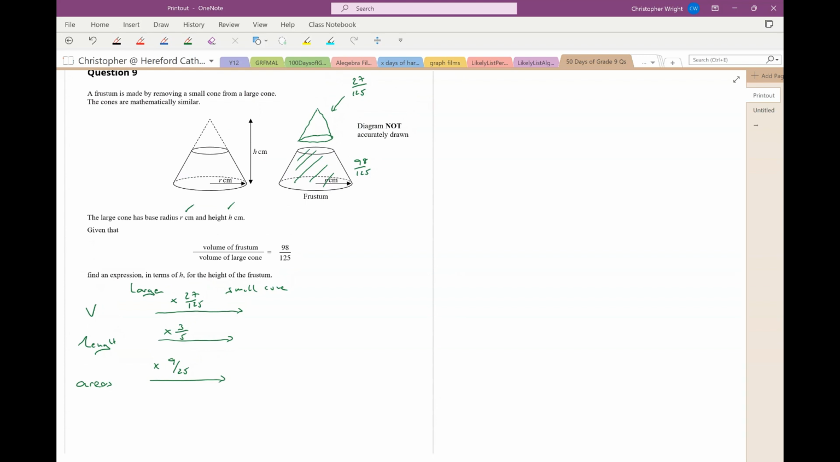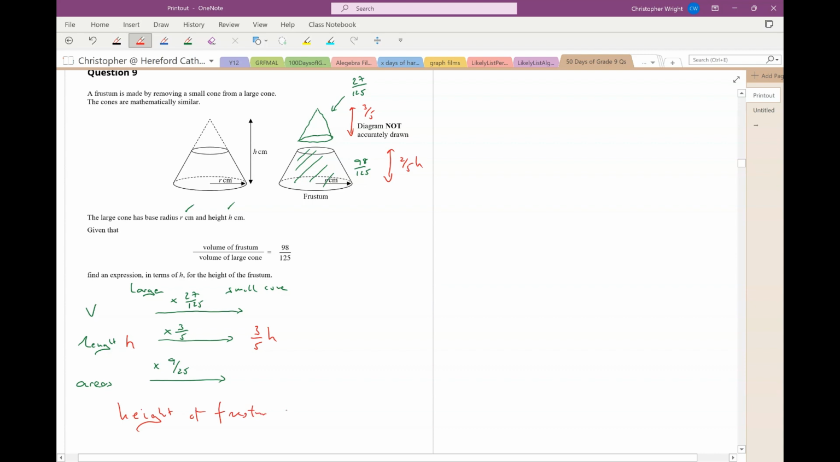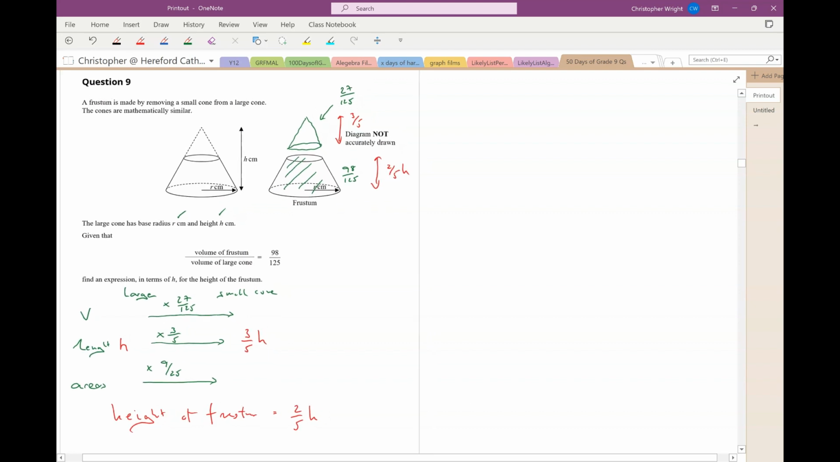Well, I can find an expression in terms of h for the height of the small cone. The height of the large cone is h, so the height of the small cone is 3/5 of h. Okay, so this height here is 3/5 of h, which means that the height of the frustum must be the remainder, 2/5 of h. So the height of the frustum equals 2/5 of h. And that was seemingly quite a complicated question until we broke it down into scale factors.